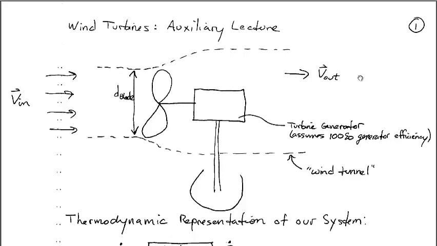Now, the other thing that you'll notice that I have written on this diagram is that this box, of course, is our turbine generator, and it assumes 100% generator efficiency. We'll talk a little bit more about efficiency toward the end of this auxiliary lecture, but what that really means, just for the sake of the discussion now, is that if we assume 100% generator efficiency, then all of the shaft work going into the generator is being converted completely into electrical work.